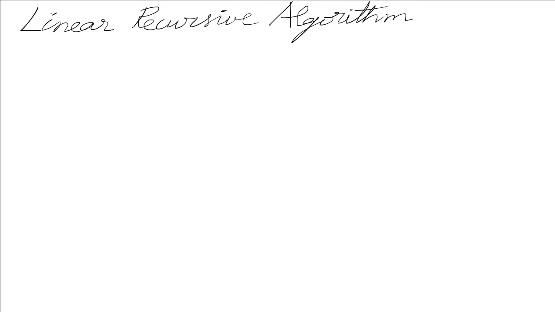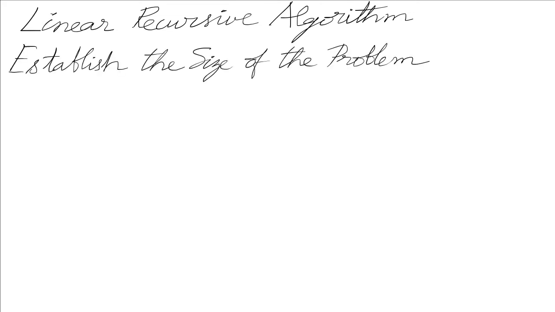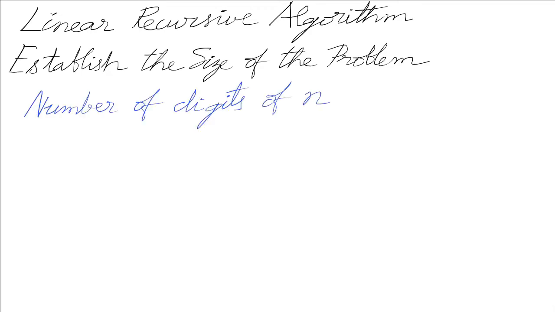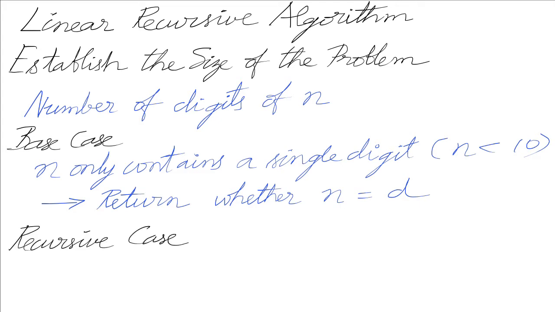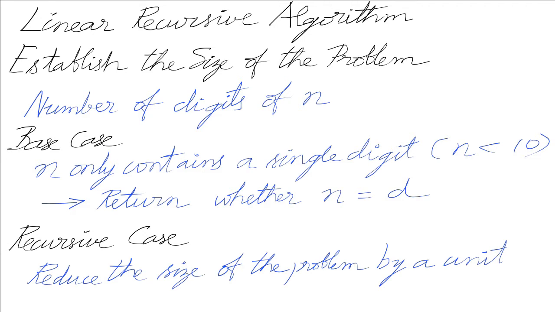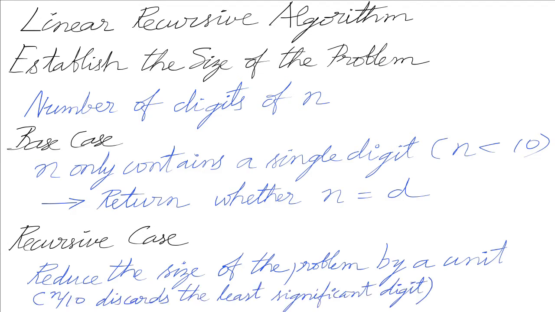We will first look at the linear recursive algorithm. We need to establish the size of the problem. The size of the problem is the number of digits of n. The base case occurs when n only contains a single digit. If n is a single digit, we will return whether n is equal to d. In the recursive case, we reduce the size of the problem by a unit. Dividing n by 10 discards the least significant digit.